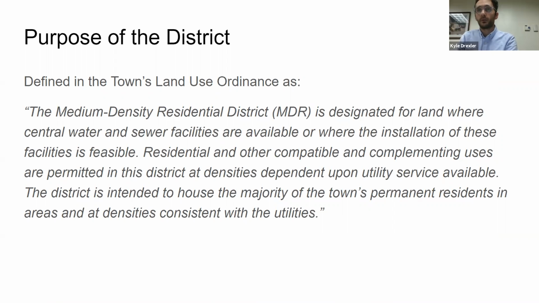So if you look, a little more specifically, at how our ordinance defines the purpose of the district. Every zoning district has its own purpose, whether it's a commercial district, a low density residential district, or, in this case, medium density residential. It's designated for land where central water and sewer facilities are available, or where the installation of these facilities is feasible. So residential and other compatible and complementing uses are permitted in this district at densities dependent upon those utilities. And the district is intended to house the majority of the town's permanent residents.